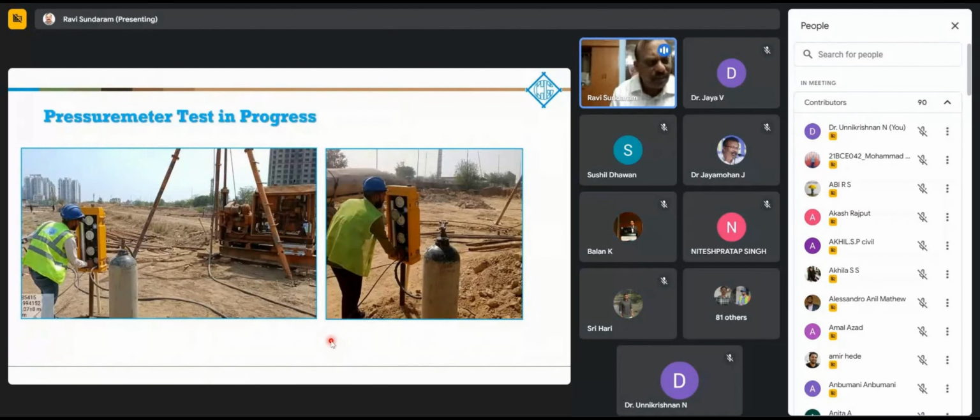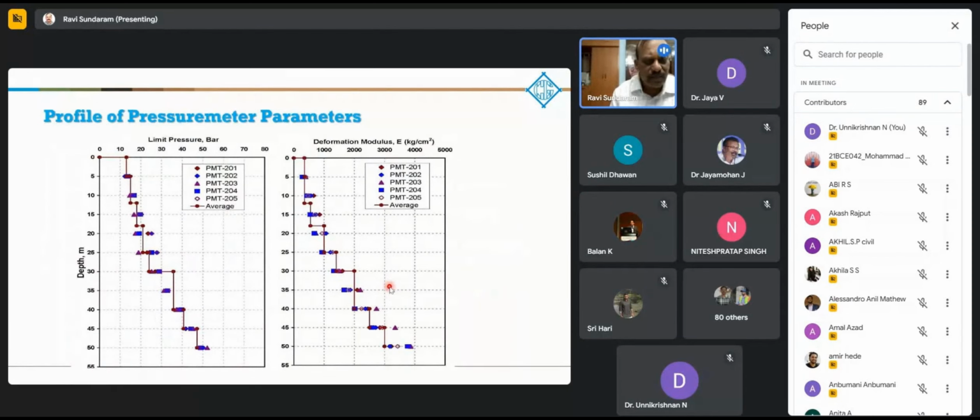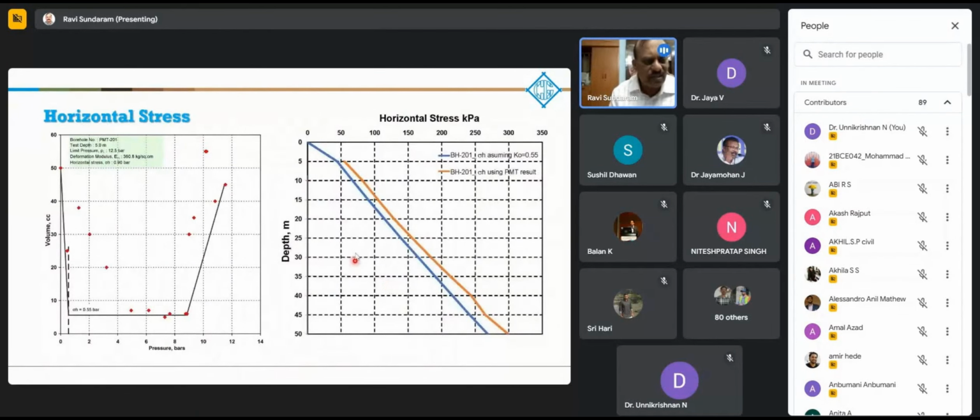Now I go on to the pressure meter. This is the photograph showing the test in progress. The typical pressure meter data. As I told you, the pseudo-elastic part of the curve is used to determine the deformation modulus. The profile of the pressure meter parameters here. Horizontal stress, we measure the creep volume versus the pressure, and you get the horizontal stress, so you can determine the K0.